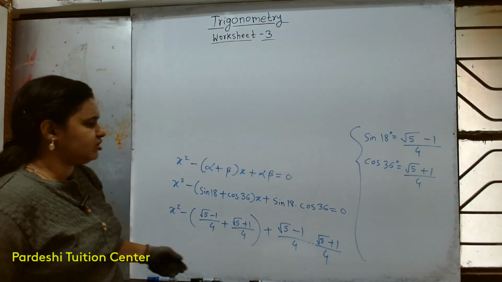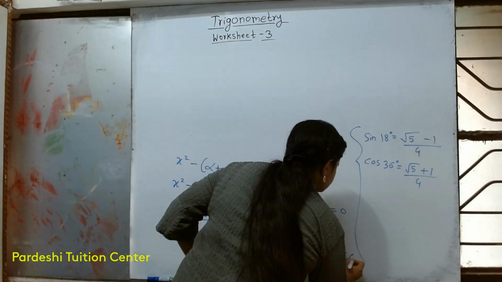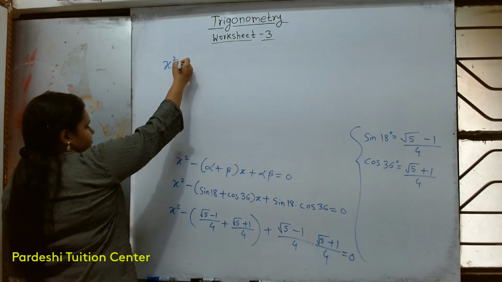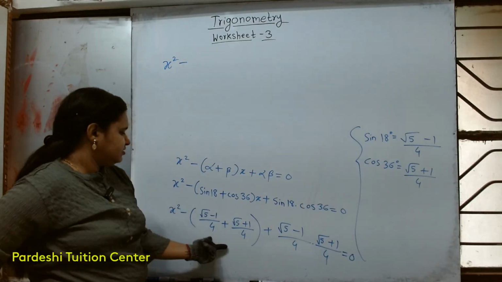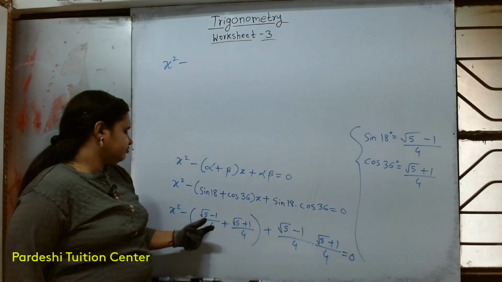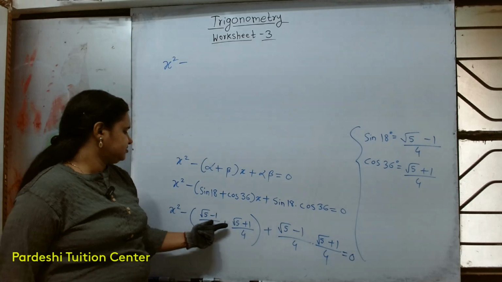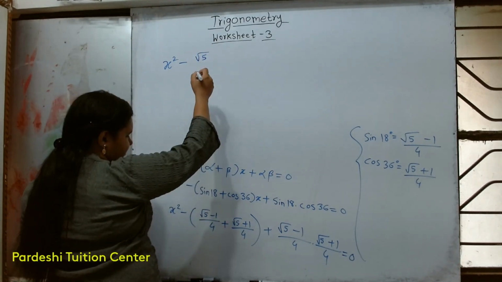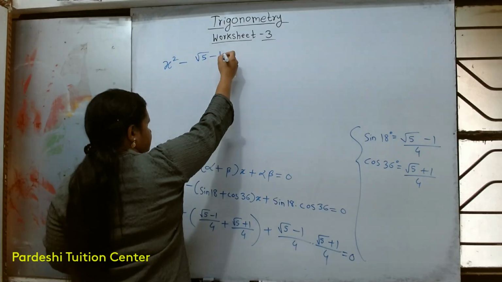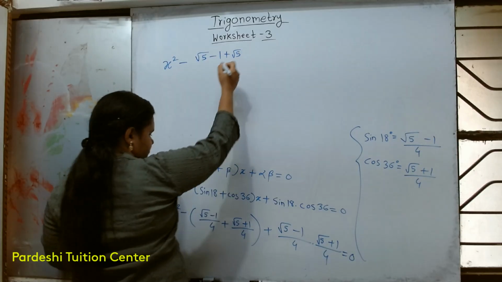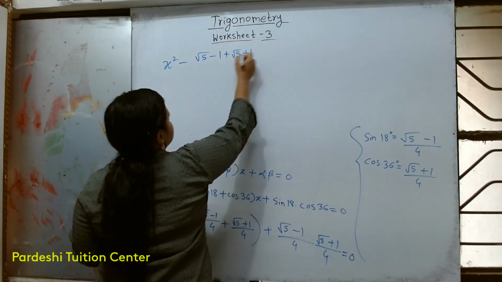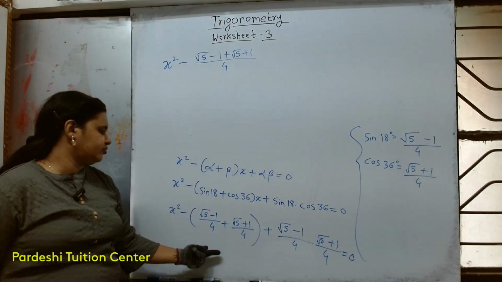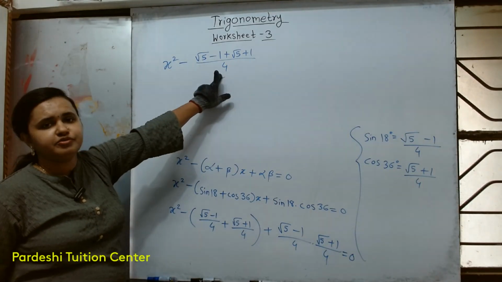If I further solve this, it is equal to 0. So it will be x square minus, now the denominators are the same, so we can directly add the numerators. It will be root 5 minus 1 plus root 5 plus 1 upon 4. I have added the numerators because the denominators are the same, and the denominator will be 4 as it is.